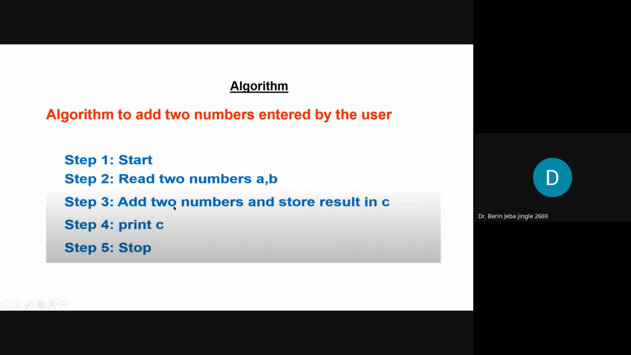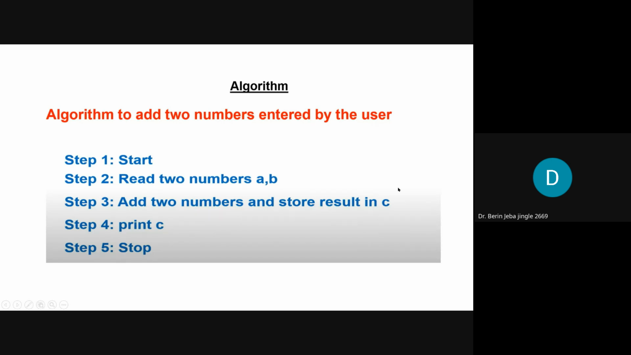Okay. Now, the next process is what? Adding the two numbers and storing the result in C. So, how will it be? C is equal to A plus B. But here, the algorithm is an explanation. It does not contain any arithmetic calculations. It is just an explanation given. So read two numbers A comma B, then add the two numbers and store the result in C.